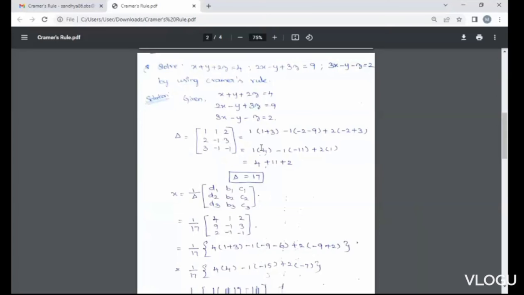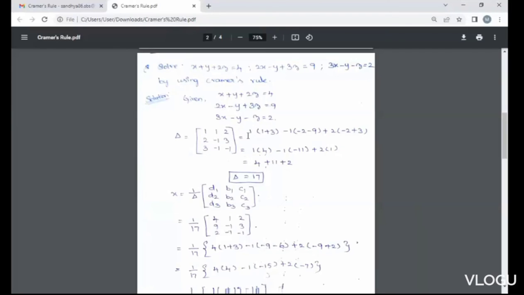So 2 into minus 1 is minus 2, minus is there in the formula, 3 into 3 is 9. And your third element is a positive element, it is 2. So 2 times of 2 is there in first row, third column. So leave that first row, third column, cross multiplication of these two elements. 2 into minus 1 is minus 2. Minus is there in the formula. 3 into minus 1 is minus 3. So minus into minus will become plus.